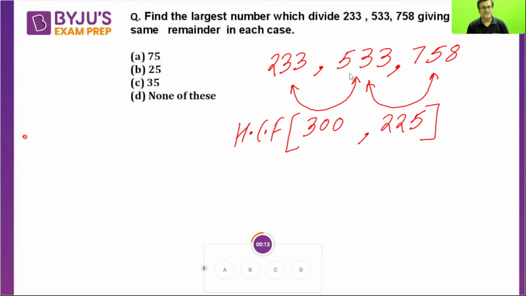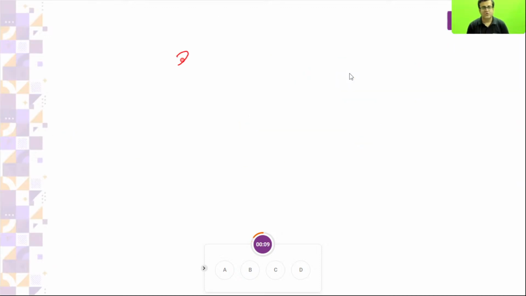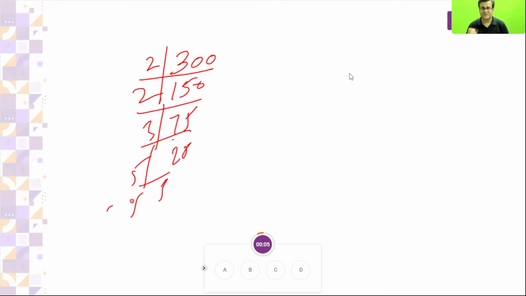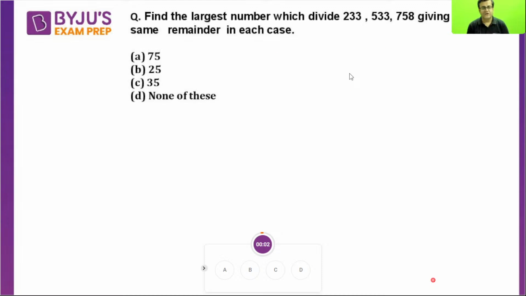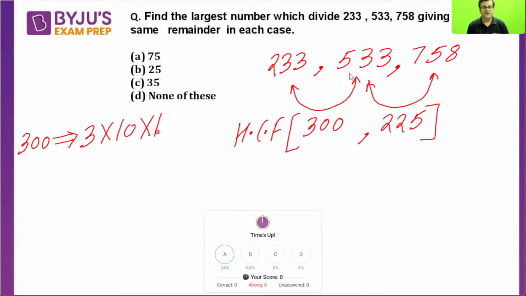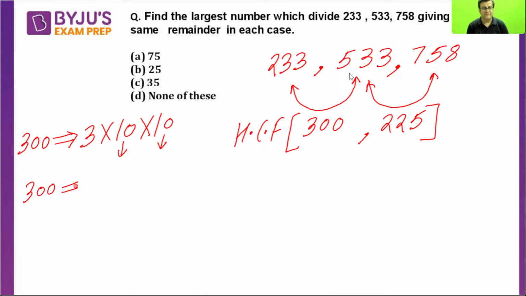Students were asking, sir, how to factorize easily? What did students used to do? If you want to factorize 300, students used to do 2, 150, 2, 75, 3, 25, 5, 5, 5. Don't use this. Come to this one. 300 can be written using your logical mind: 3 into 10 into 10. 10 is 2 into 5. So 300 is equal to 3 into 2 into 5 into 2 into 5. 2 is coming 2 times, 5 is coming 2 times.